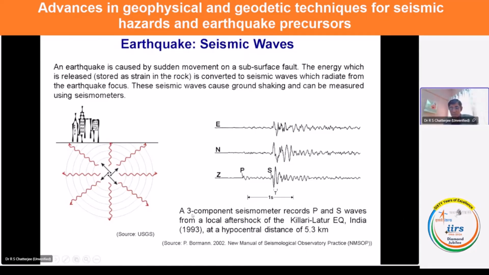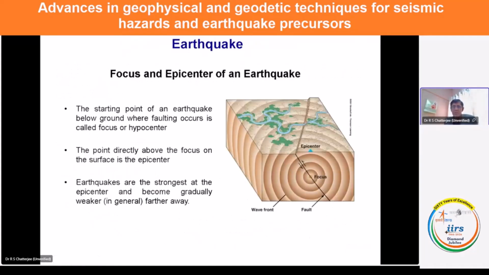This is shown here: a three-component seismometer records P and S waves from a local aftershock of the Killari Latur earthquake, an old one. I have just picked it up to show how the seismic waves are measured by the seismometer. Now in an earthquake, this is very important. Many of us know the focus and the epicenter of an earthquake. The source of the earthquake or the beginning of the rupture, as I told you, is the focus, and the epicenter is the point on the surface directly above the focus.